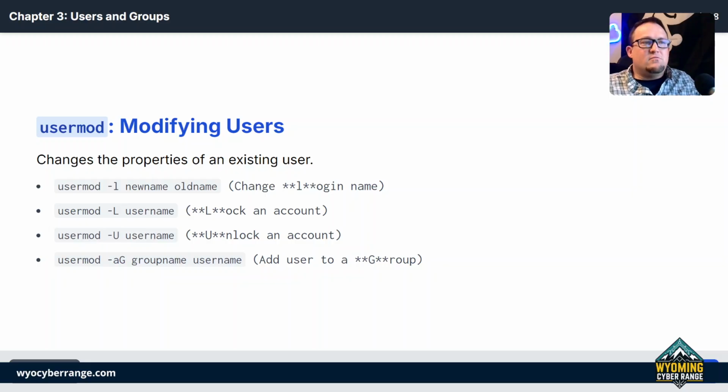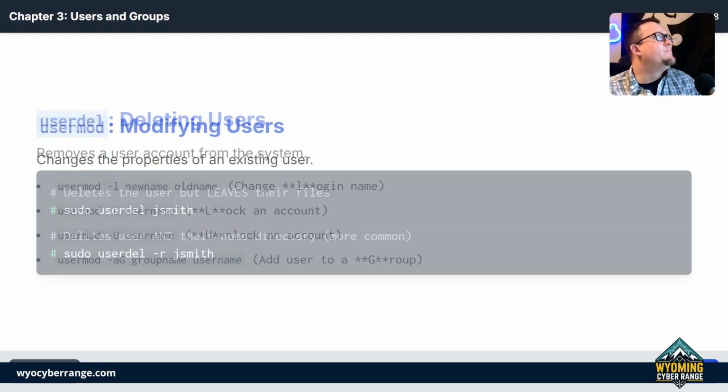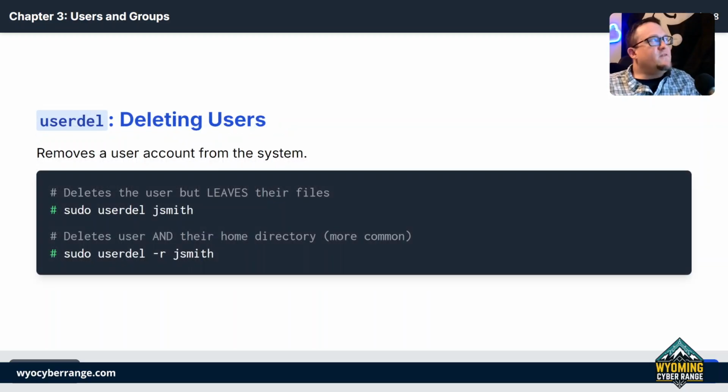When he comes back, we might want to unlock the account. So usermod -U username. We could also add him to a group. For instance, let's say he has a new role. He's an accountant now. We can add accounting, the group, to his username of jsmith. If for some reason he leaves, we can say userdel, or user del, of jsmith.